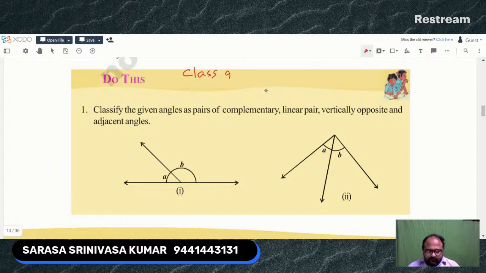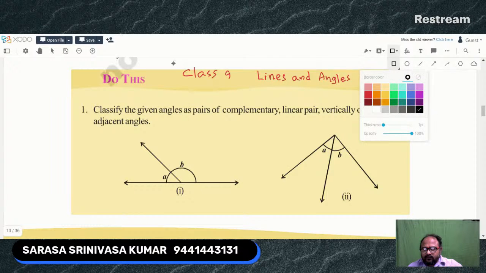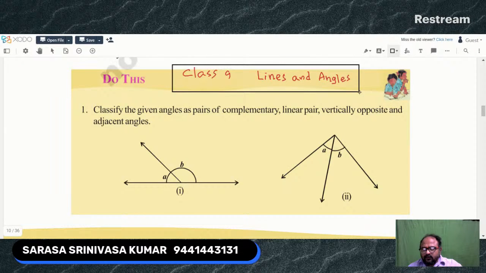We discuss the chapter lines and angles. In this chapter, we discuss the properties of lines and angles. Now let us consider some problems.